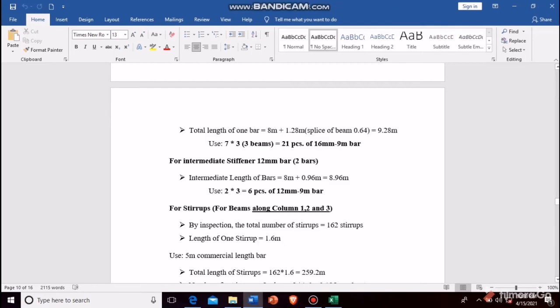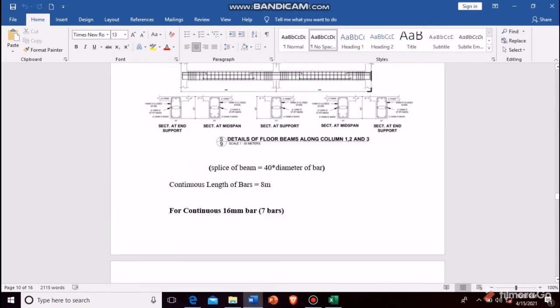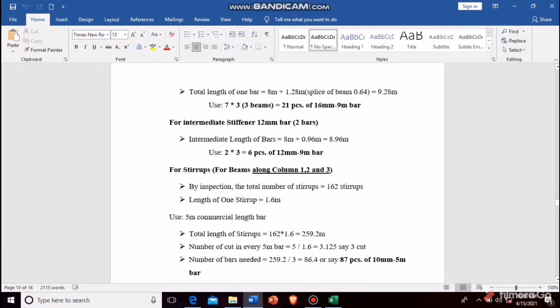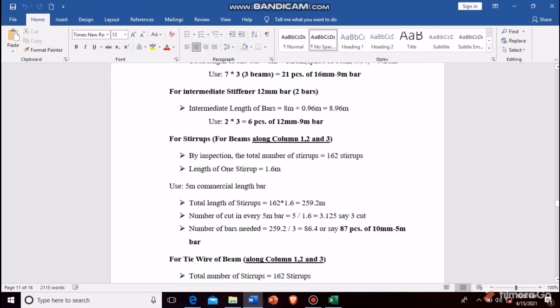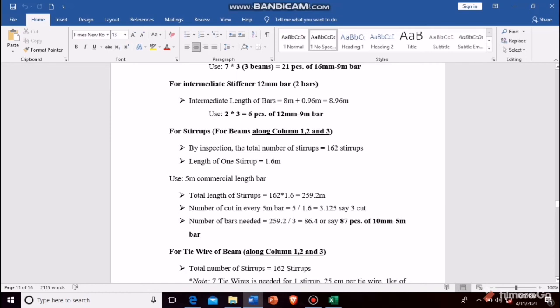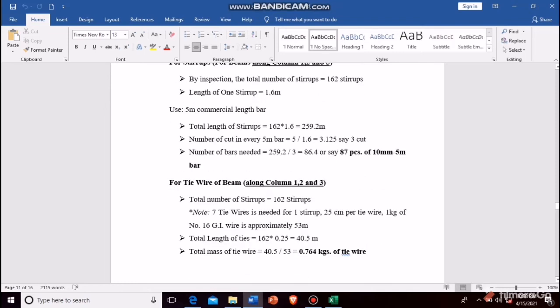For stirrups, for beams along column 1, 2, and 3, by inspection, the total number of stirrups is 162 stirrups. Then length of one stirrup is 1.6 meter. Then again, use 5 meter commercial length bar. So the total length of stirrups is 162 times 1.6, and that is 259.2 meter. The number of cuts, same, there are 3 cuts, then 259.2 over 3 is 87 pieces of 10mm 5 meter bar.